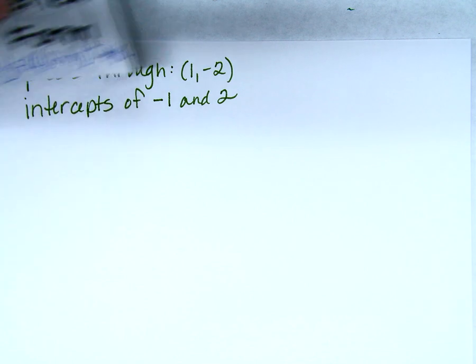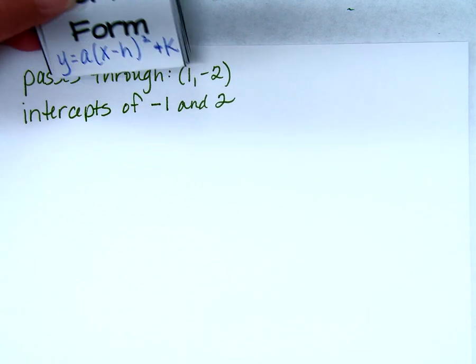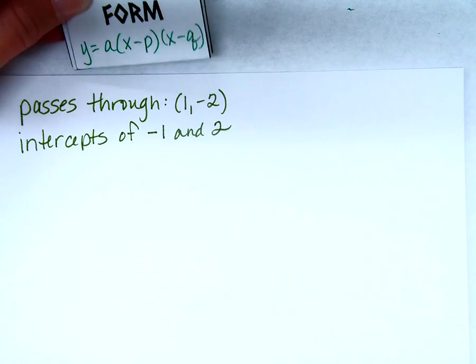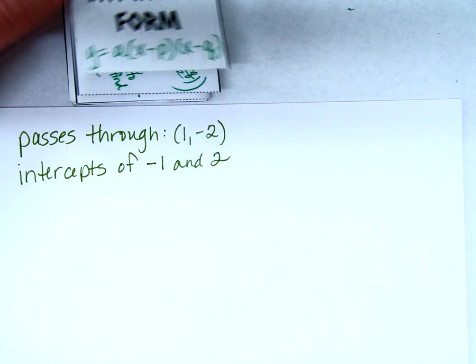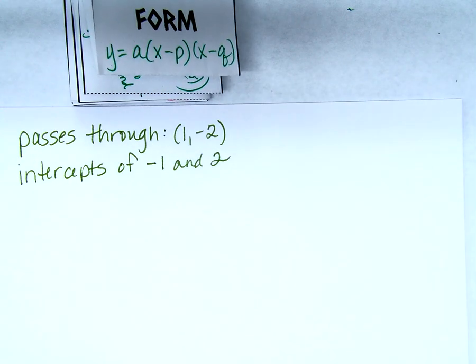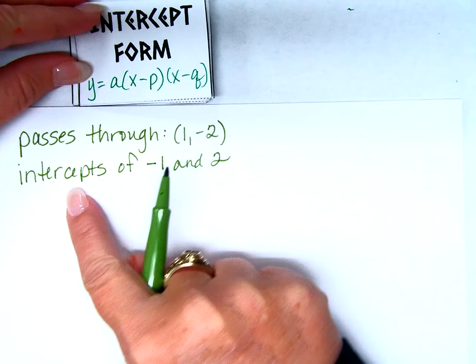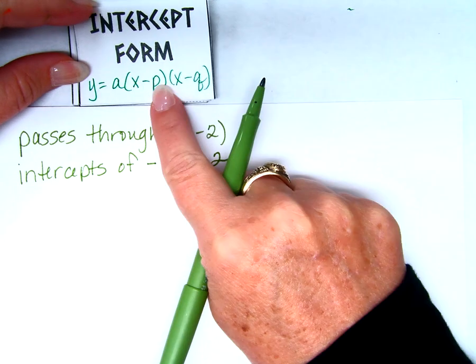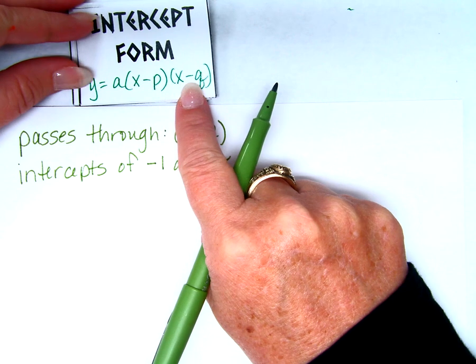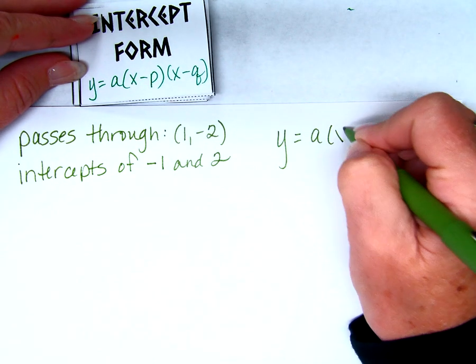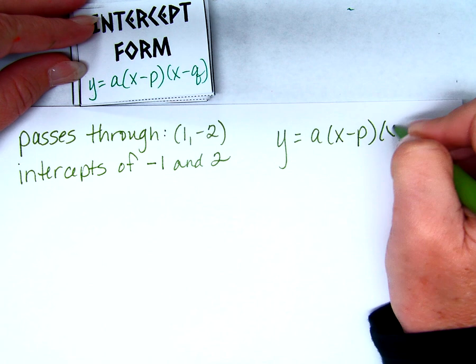So vertex form again? Intercept form. Why? Because you have the intercepts. You took what you were given and decided what formula to use, right? You used your thought process. Well, I've been given intercepts. Wouldn't it make sense if I use intercept form? Intercept form, y equals a times x minus p times x minus q.